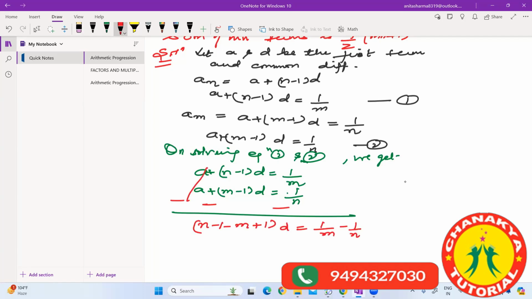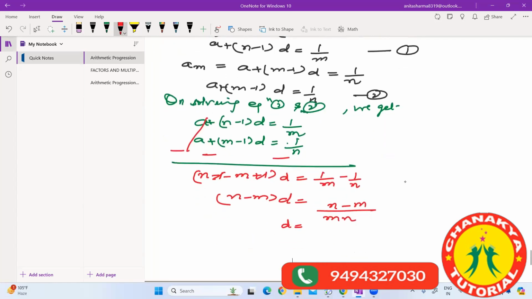Children, kindly be on unmute. Now, n minus 1 minus m plus 1 is n minus m, so n minus m into D is equal to. Now here you can take LCM mn, so n minus m in the numerator. Then the value of D will be 1 upon mn. Right, beta? So in this way, you can find the value of A also. So find it and tell me the value of A.